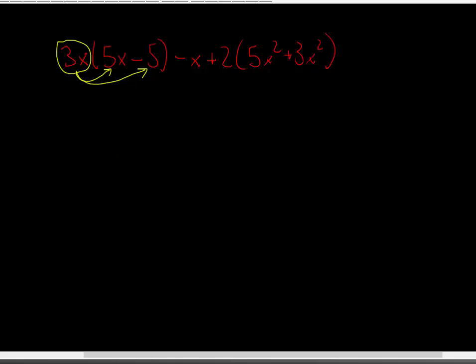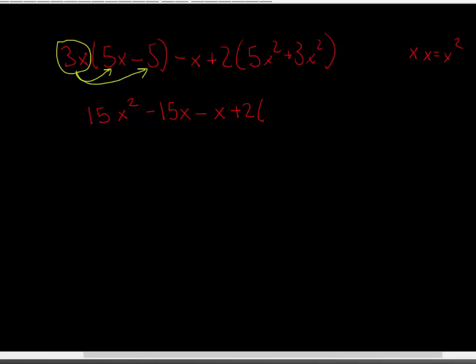So let's just start. 3 times 5 is 15, and x times x, remember, is the same as x squared. So 15x squared. Then 3 times negative 5 is negative 15, and that x will just come along for the ride. Now we've got the minus x and the plus 2 open parentheses. You could certainly distribute that too. I have no problem with that.